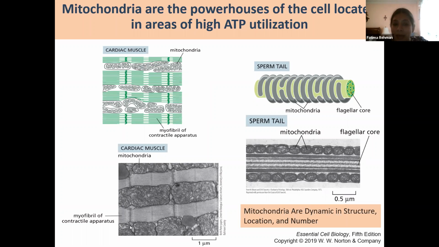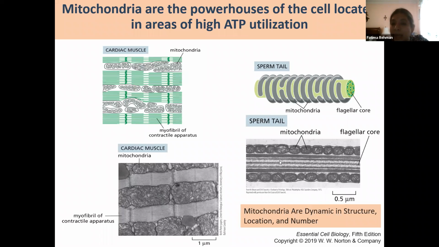And you can see that right here in this electron micrograph of cardiac muscle tissue, where you see the contractile apparatus in between, and then you see these large mitochondrial structures, and you see how many of them are there in that space. If you look at a skin cell, you're not going to find so many of them lined up next to each other. They're not going to be as many of them there, and they're not going to be as organized.